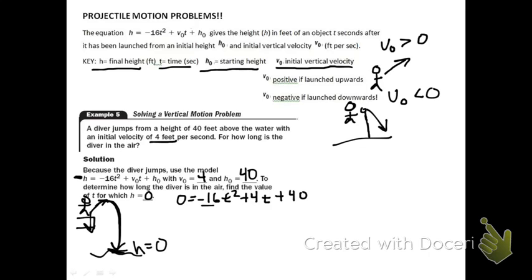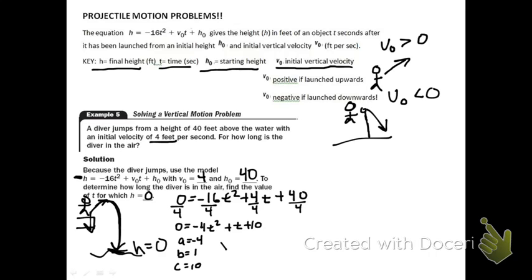Do you notice how all of these coefficients are divisible by 4? That would make life a lot easier as far as computations. Let's divide everything by 4. This would be 0 equals negative 4t squared plus just t now plus 10. Now my a value is negative 4, my b value is only 1, and my c value is just 10.